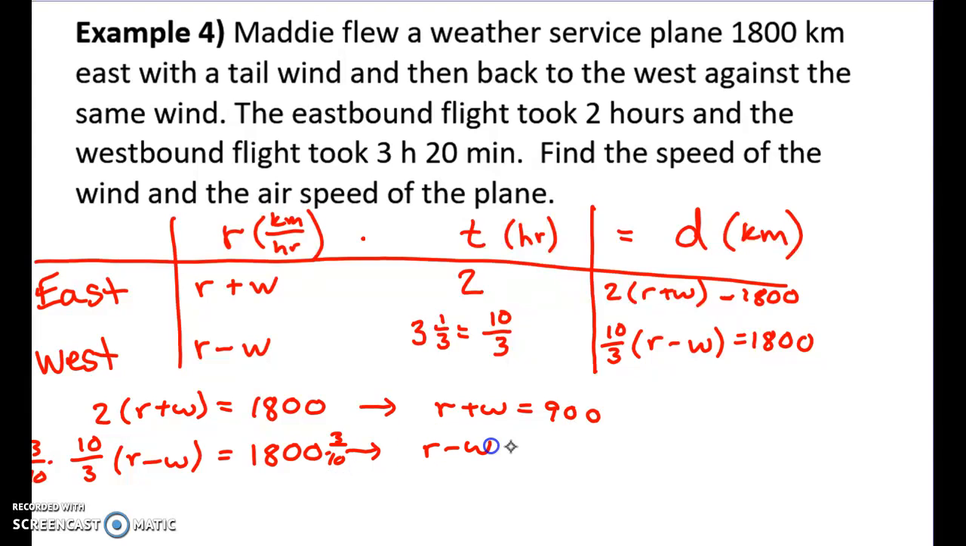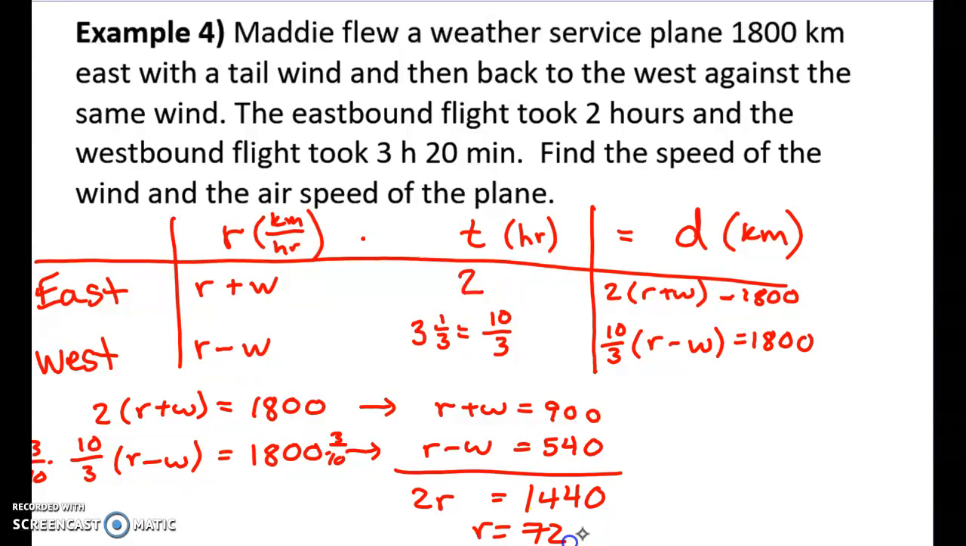And I get r minus w then. When I multiply by 3 and divide by 10, this becomes 540. Now, that's a really easy system to work with. I just add straight down. I get 2r equals 1440, or that rate there is 720. And I know that r plus w, so 720 plus w must equal 900, so w must equal 180.